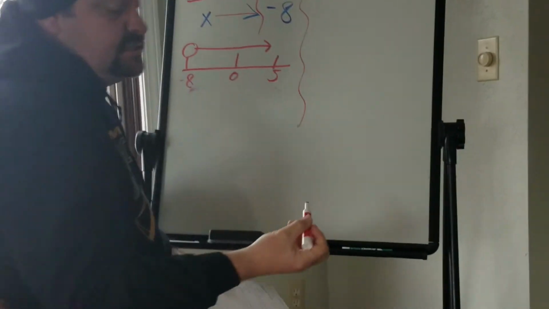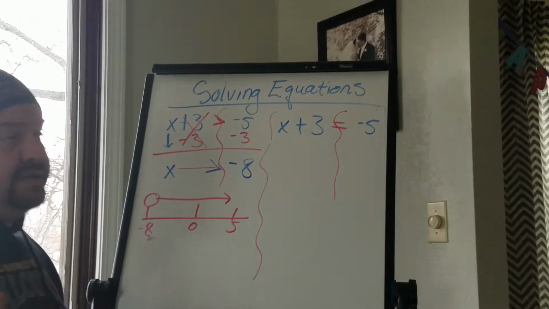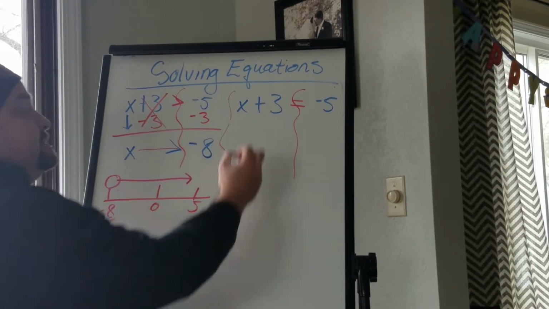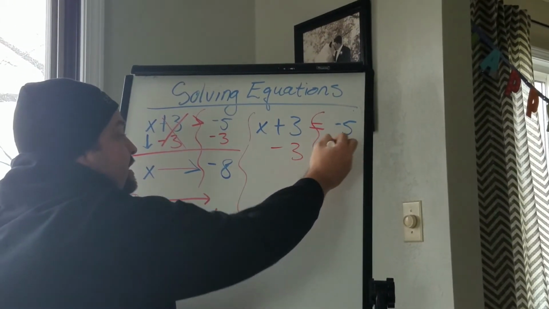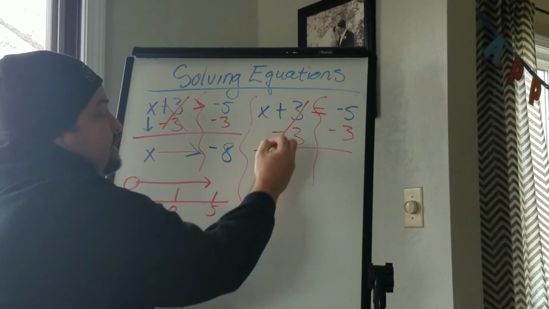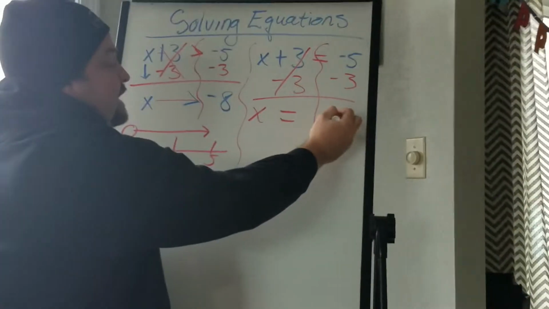On this equation, it's the same thing. Go ahead, build a wall, which means whatever I do on one side of the wall, you do to the other side. So you got a negative 3, a negative 3. You're left with x equals a negative 8.